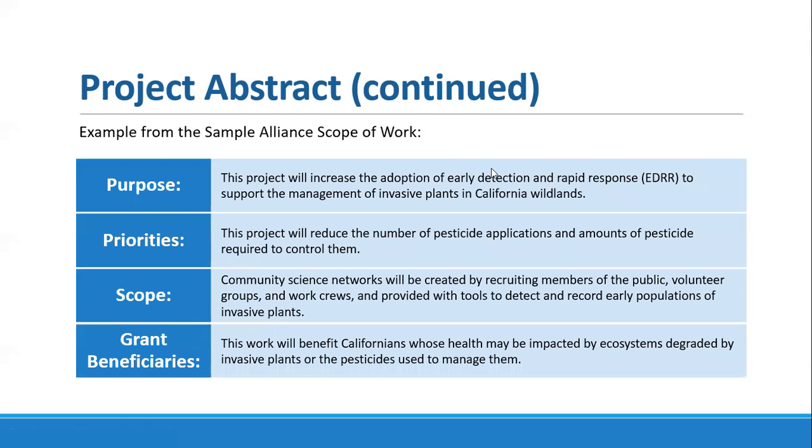An example here, and I'll note that all the examples that we're going to be discussing today come from either the sample alliance scope of work or the sample research scope of work. Both of these can be found on the relevant proposal application materials page for both the research and alliance grants program. Those are both easily found on our website.